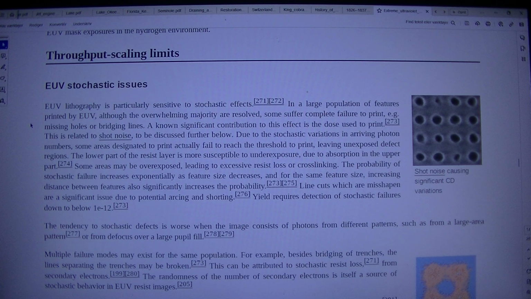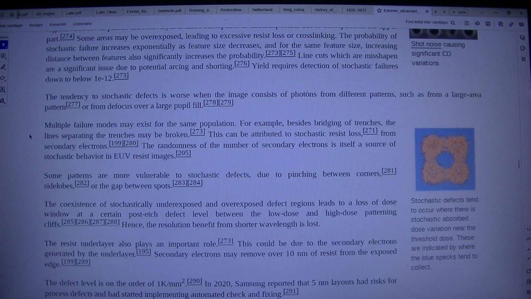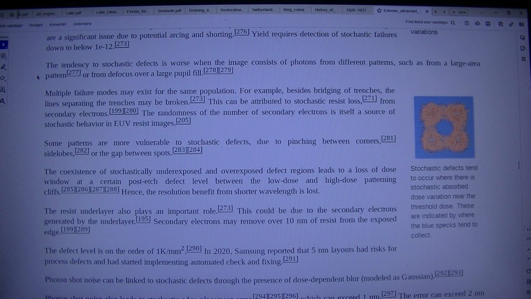The tendency to stochastic defects is worse when the image consists of photons from different patterns, such as from a large area pattern, or from defocus over a large pupil fill.